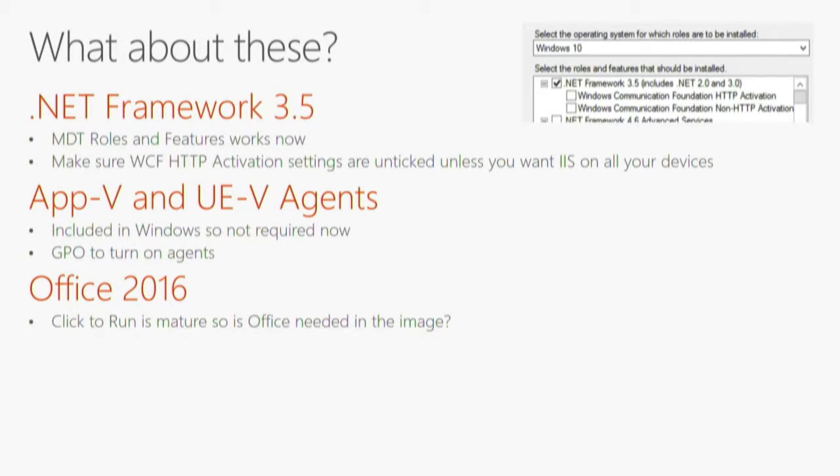So just make sure that you untick those boxes. If you're running anniversary updates, then UEV and AppV, and we'll probably cover UEV in a short period of time, just go into that in a bit more depth, but they're included in the OS now. So in the past we used to add them as separate applications, now they're just part of the OS, and we can just turn them on with a bunch of group policy settings.